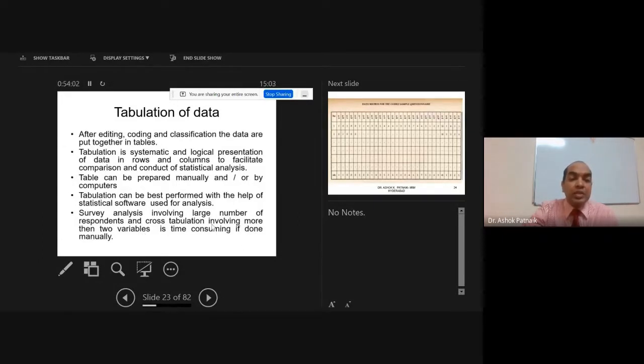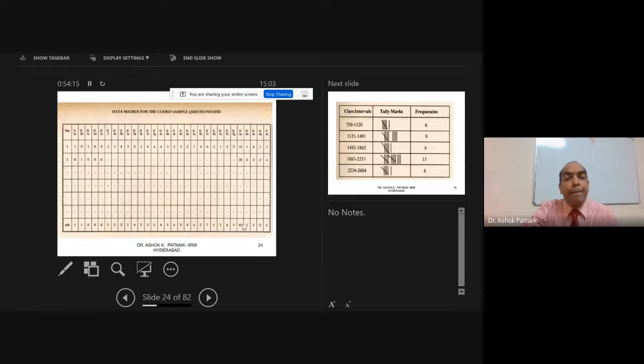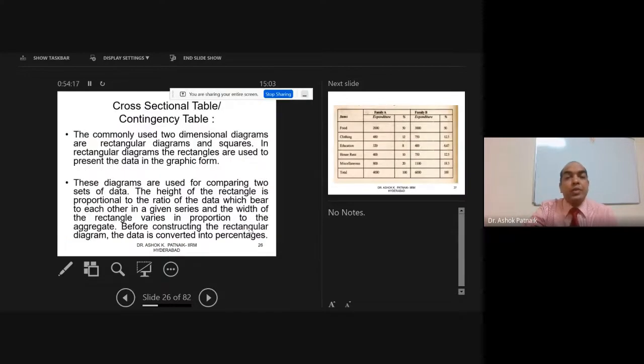And for survey analysis involving a large number of respondents, cross tabulations with 2 variables are very time consuming to do manually, so generally people take the help of computers. Then there are cross-sectional tables, which we generally call contingency tables, where you try to match 2 variables to draw some kind of conclusion or analysis, right?